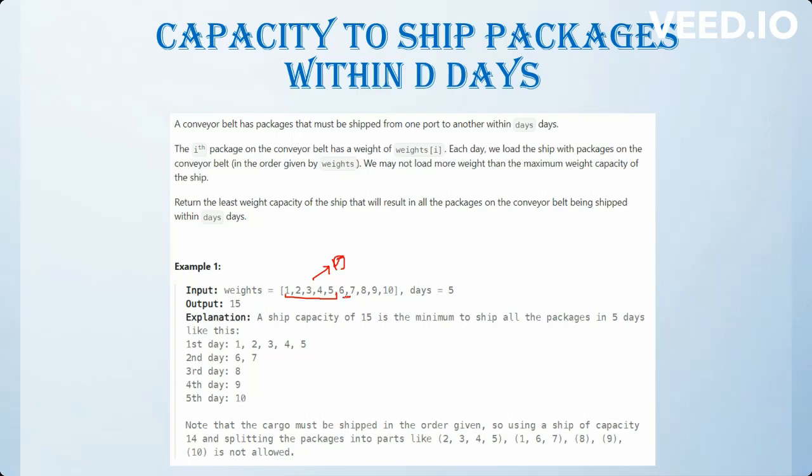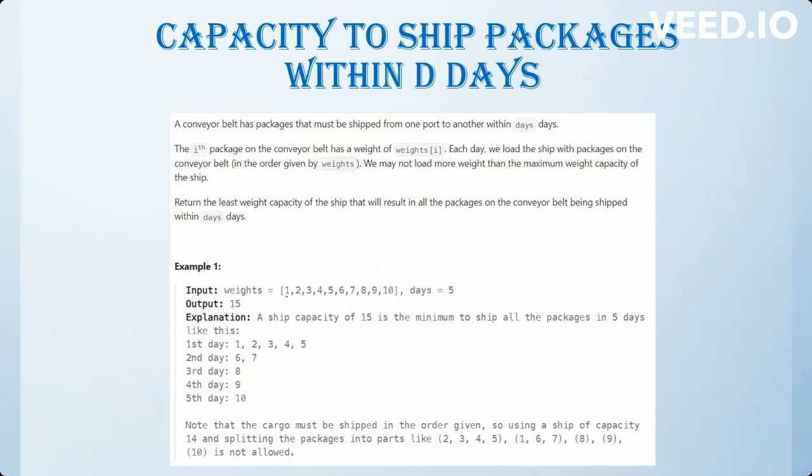And next day we can send 6 alone separately. And next day we can send 7 alone separately. Next day we can send 8 alone separately. And next day we can send both of these, 9 and 10, as 19. Now what will be the maximum? It will be 19. This is the maximum amount that we send per day.